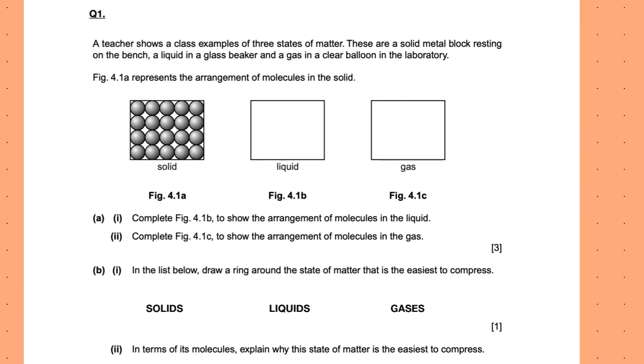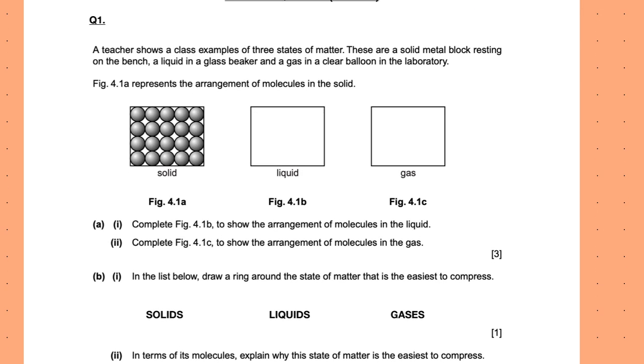Let's move on. A teacher shows a class example of the three states of matter. These are a solid metal block resting on the bench, a liquid in a glass beaker, and a gas in a clear balloon in the lab. Figure 4.1 represents the arrangement of molecules. Complete 4.1b to show the arrangement of molecules in the liquid.